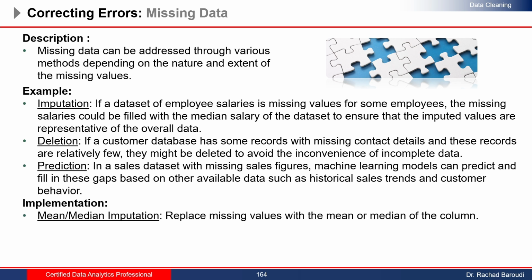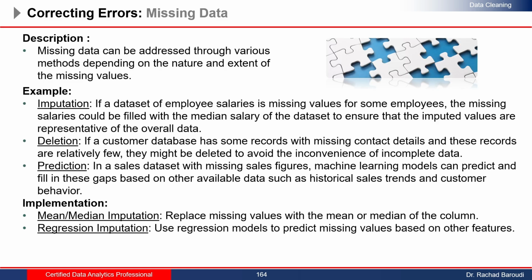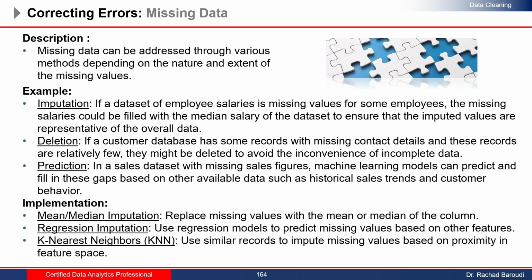So how to implement the above? As we discussed, mean or median imputation: replace missing data with the mean or median average. Regression imputation: use a regression model to predict missing values based on other features. Or use the k nearest neighbors, the KNN. This methodology looks at similar records to impute missing values based on proximity in feature space.